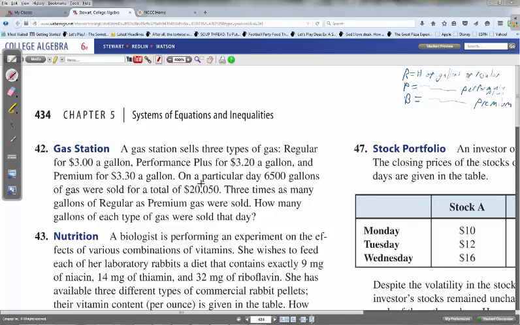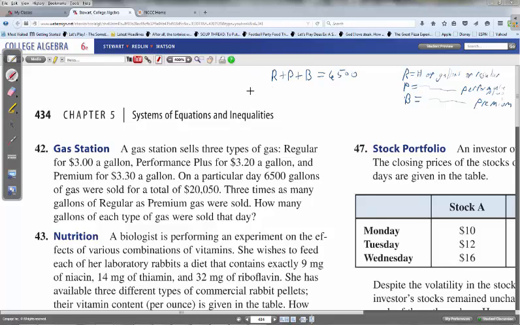So what did they give us? They gave us a total for how many gallons were sold. Well, that's an equation. R plus P plus B equals 6,500 gallons. They told us the total money that accumulated.